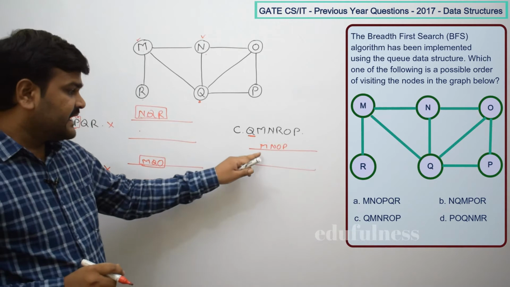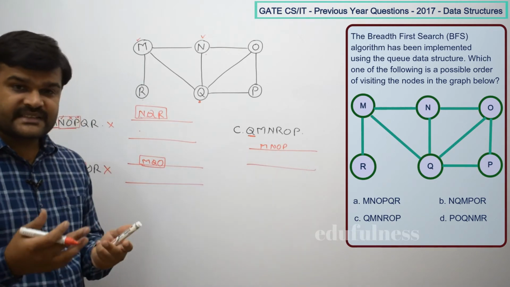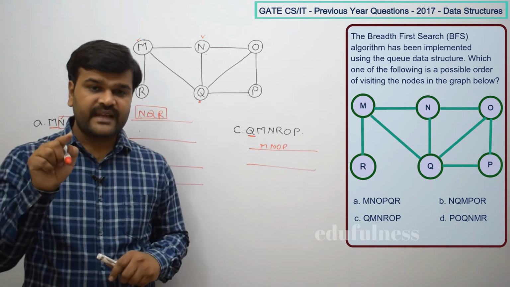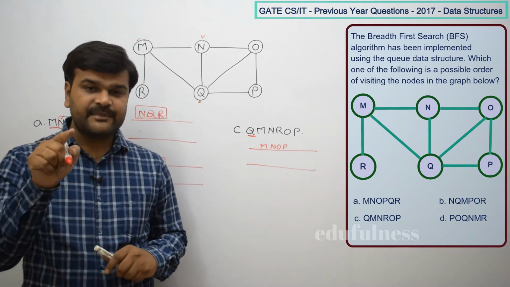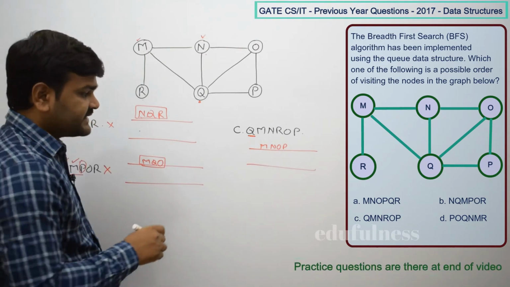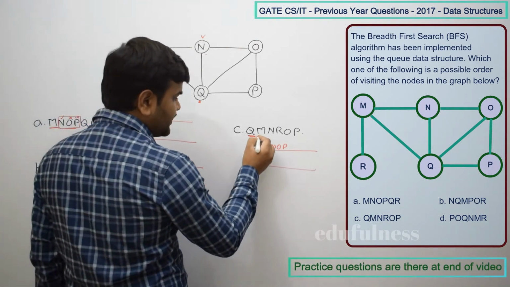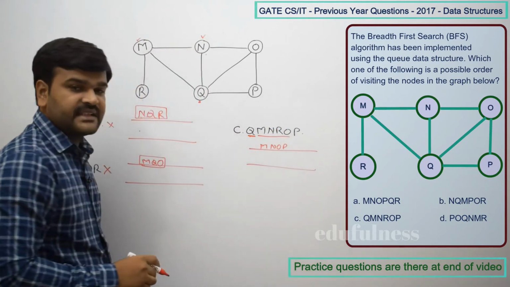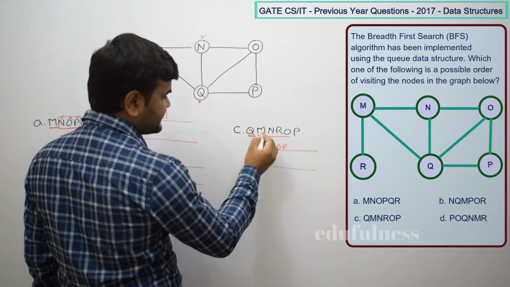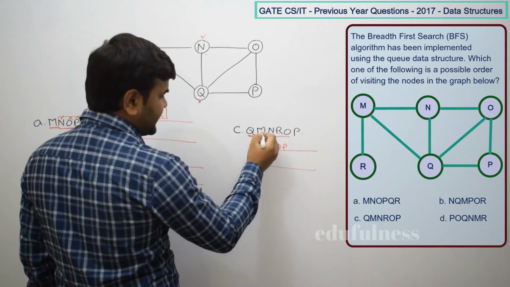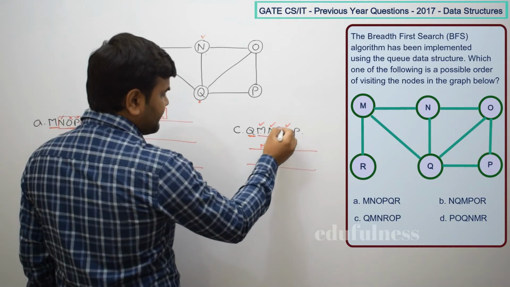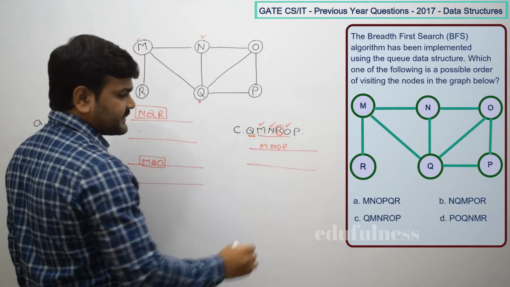That means 4 factorial permutations are possible. In those 4 factorial permutations, any permutation may exist in the Q. So after Q, any one of the permutations will definitely be there. So let us see M, N, O, P. Yes, M is there, N is there, O is there, but P does not exist.